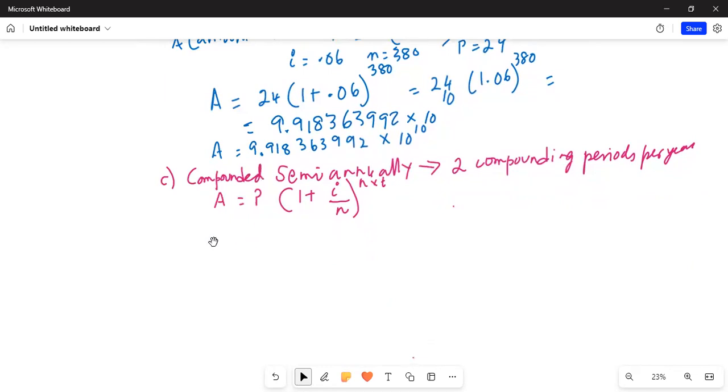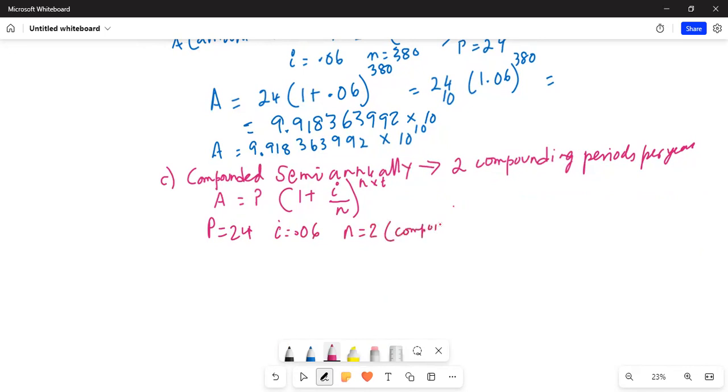So P is 24. I is interested in decimal 0.06. N is equal to 2 compounding periods per year. And T is equal to the same as before, 380 years.